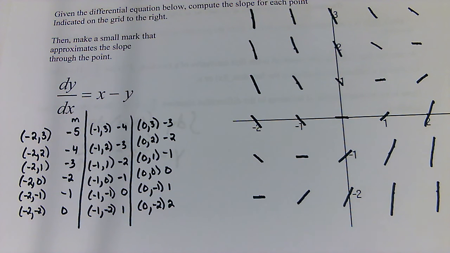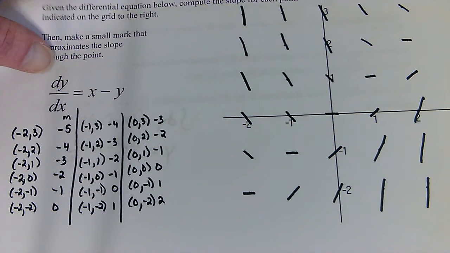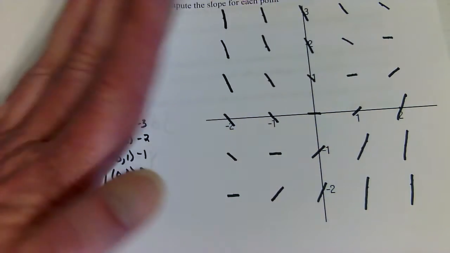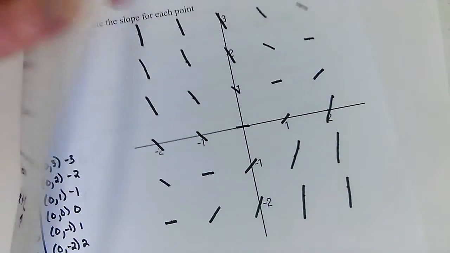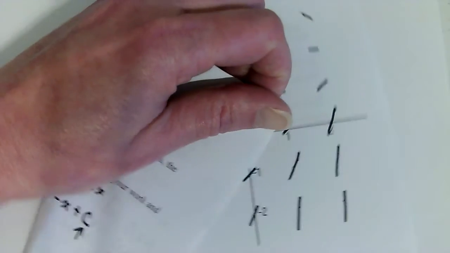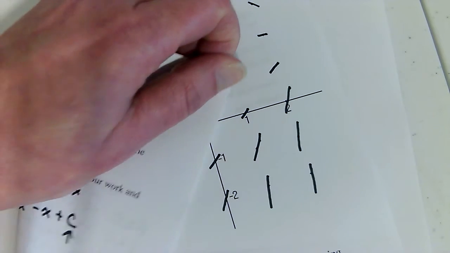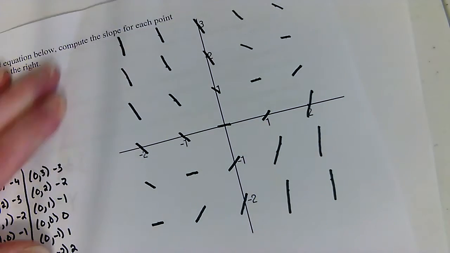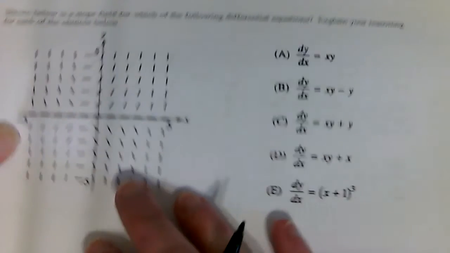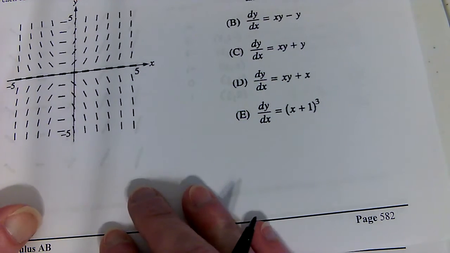And if you have trouble eyeballing these, if you wanted to, take another piece of paper or fold your paper over and kind of make it into a ruler, like 1 to 1, up 2 over 1, and so you can make your lines a little bit straighter. That'd be fine too. Okay.